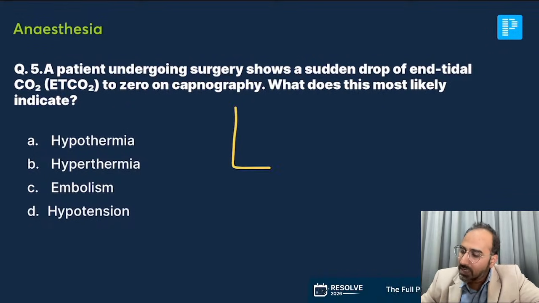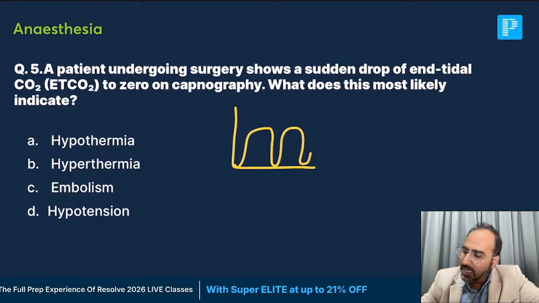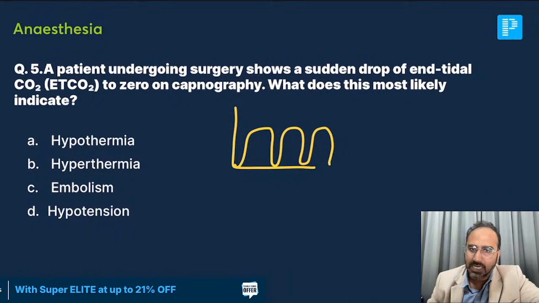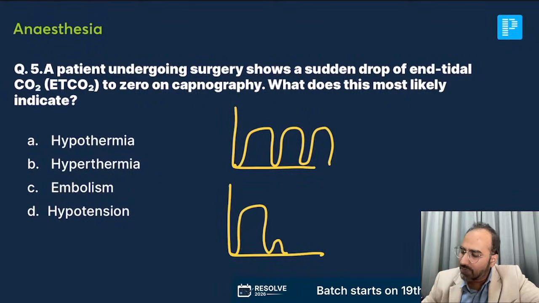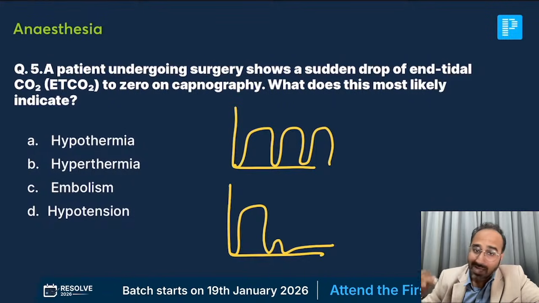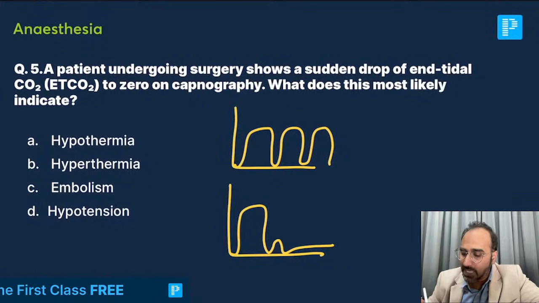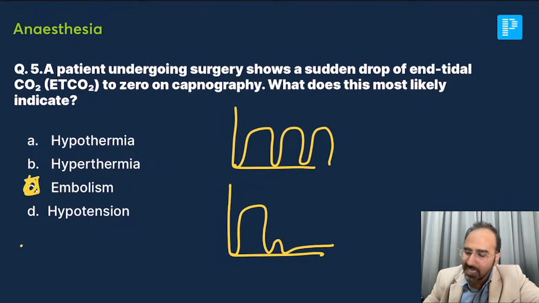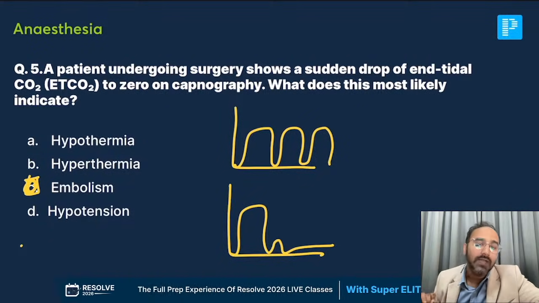Basically, remember, the patient was undergoing surgery, and during surgery his EtCO2 was like this, 35 to 45. And suddenly what you saw is EtCO2 suddenly falling or becoming 0. Guys, remember, if EtCO2 is suddenly falling, based on the options over here, it is always embolism. A massive air embolism leads to a sudden fall of EtCO2 to 0.